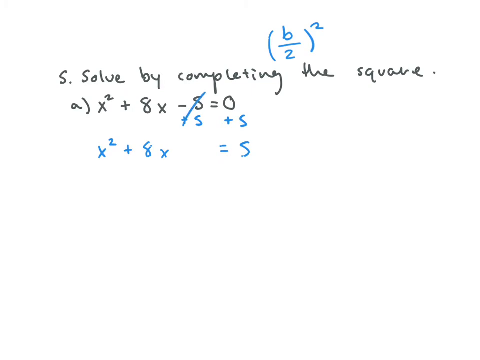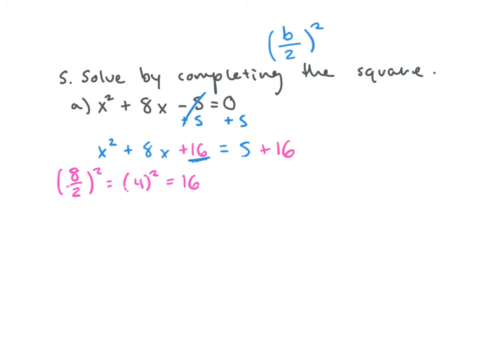And I'm going to add something in this space here so I have a perfect square on the left. So I'm adding my b over 2 squared, which my b is what? 8. So 8 over 2 squared. What's 8 over 2? 4. And 4 squared is 16. So I'm adding 16 in here. If I add it to the left side, I have to add it to the right side.